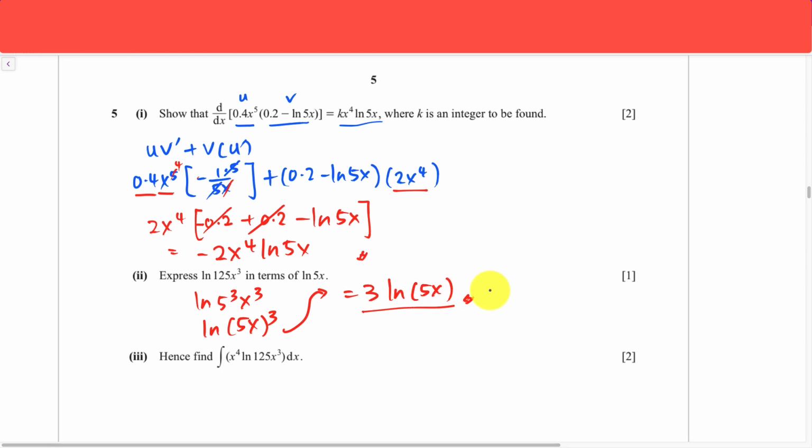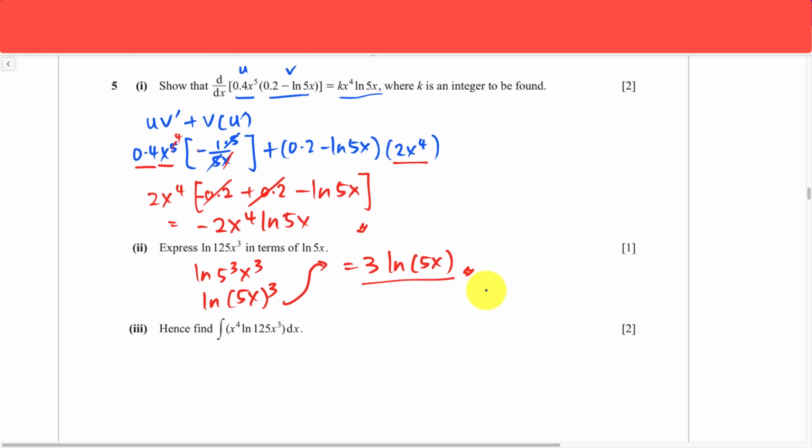Then the next one, hence find the integration for this one. For this hence, you need to use the information in part 1 and part 2. So I will just copy the whole equation in part 1 here. Of course I have the k value here, so I will just copy the whole thing. So I know my differentiation of 0.4 x power of 5 multiplied by (0.2 minus ln 5x) will give me negative 2 x power of 4 ln 5x.